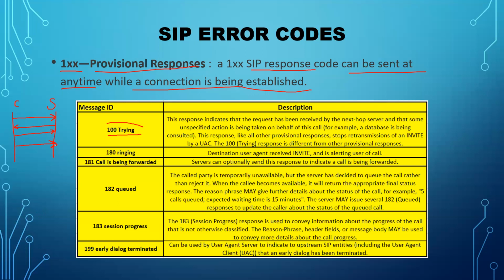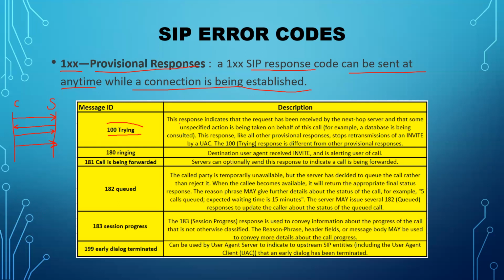With this interval of time, your client will be sending invite messages again and again until it gets 100 Trying from the server side, from the user agent server side. That's what is written over here. I will just read it out.